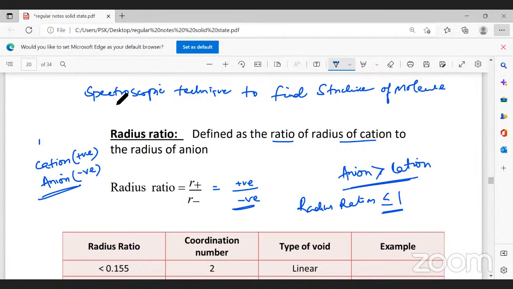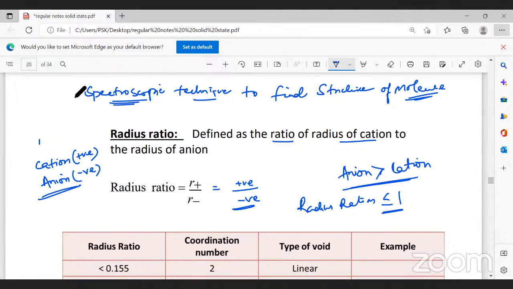So in modern days, there are many instrumentation techniques like UV spectroscopy, infrared spectroscopy, microwave spectroscopy. You would have heard of microwave rays, infrared rays, UV rays. Based on all those radiations, techniques are developed. Those are called spectroscopic techniques. Those spectroscopic techniques can be used to find the structure.